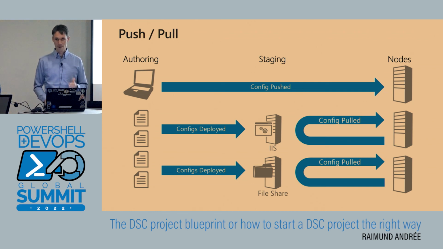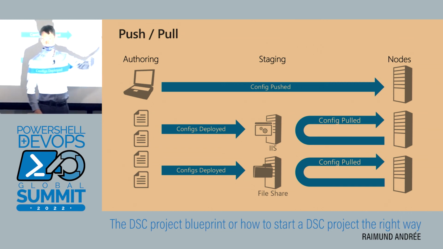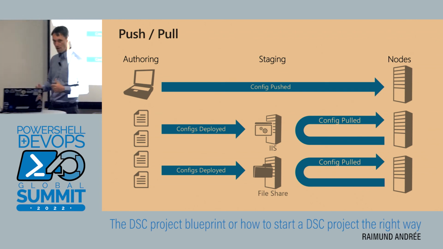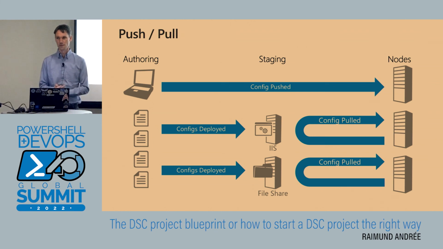Pull adds a lot of other values. For example, reporting. Because if a node picks up a configuration, it sends data back to the pull server, telling the pull server, okay, I had problems applying this and this resource because of whatever reason, right?